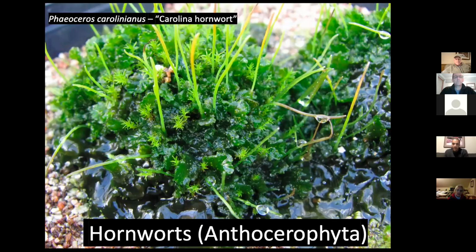And the third member are the hornworts, the Anthocerophyta. These are pretty common, but there's not very many species that are known. I think worldwide there's only a little over 100 species described. We only have one in Missouri, and this is it, the Carolina hornwort. When it's in its normal growth phase, it looks like a kind of nondescript liverwort, but when it's in the reproductive phase, it has these horn-like protuberances, which is where the name hornwort comes from, because of those reproductive structures.